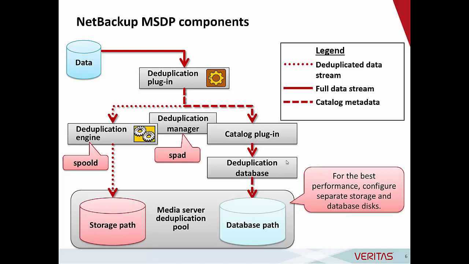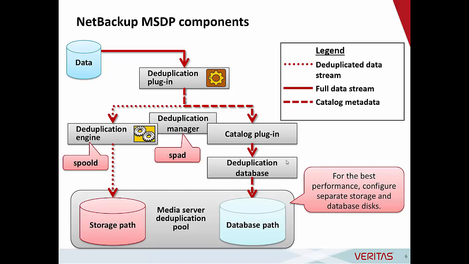The other major process that's associated with MSDP, spad, is the deduplication manager, and that's more of a boss process that does administrative stuff like handling replication. Now, the data and metadata can be, and usually will be, written to different paths. And so the storage path shown on a slide here has the actual data, the segments. The database path has the metadata, the fingerprints are all stored in here in the dedupe database.